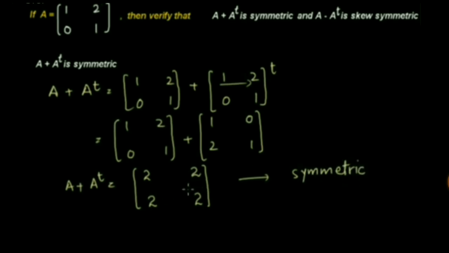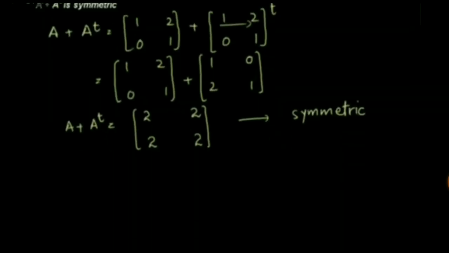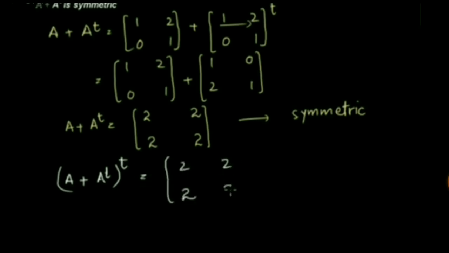We have learned in the previous lecture that if we want to see whether a matrix is symmetric or not, we'll take its whole transpose. As you can clearly see, when I take its whole transpose, I need to change rows to columns, and if I change rows to columns, I will get back the same thing which was already with us. A plus A transpose whole transpose will be, again changing rows to columns, the same thing.